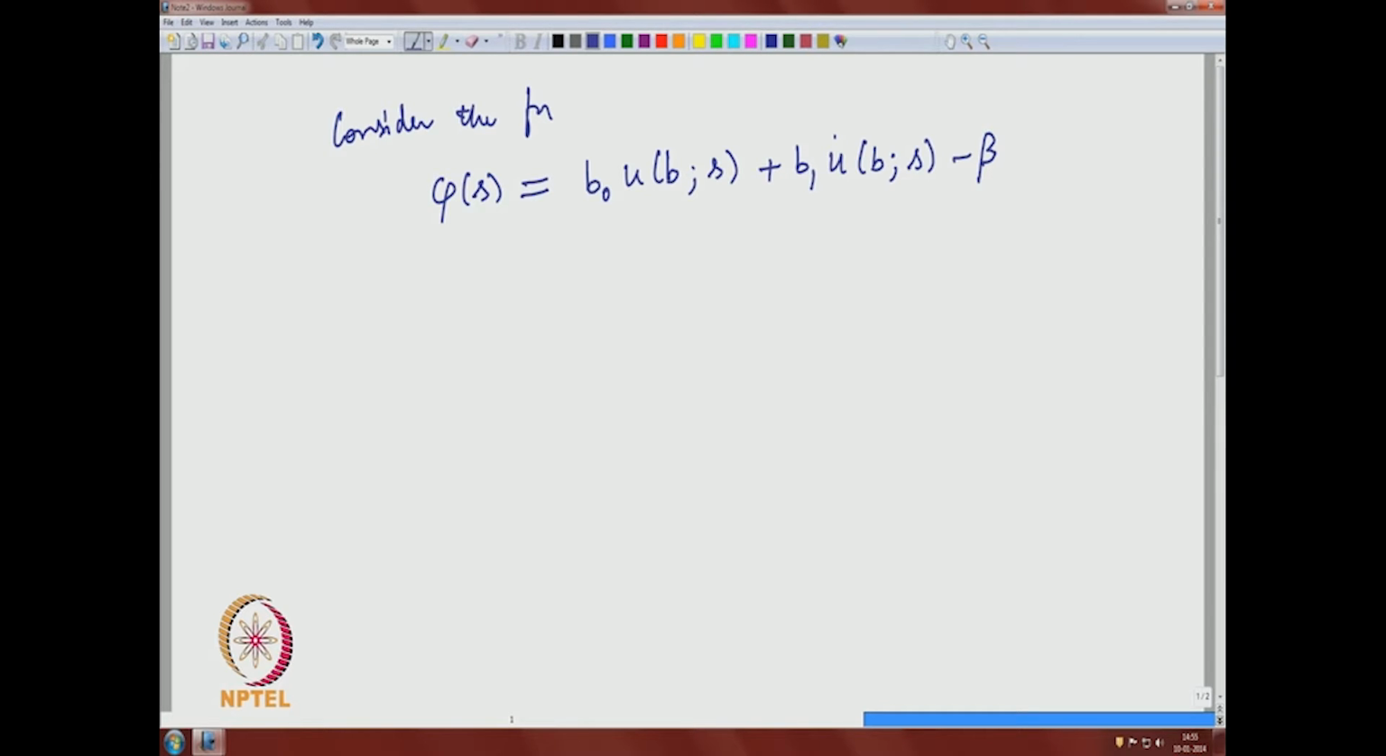So, I am just evaluating the solution of the initial value problem at t equal to b. This is nothing but the evaluation of the solution of the initial value problem at t equal to b. Okay. And now, this is purely a function of S, because everything, B0, B1, beta and u, is now fixed. So, this is just a function from R to R. So, for every S I will have a solution to the initial value problem, and once I obtain that solution, I compute this thing and call it phi of S.